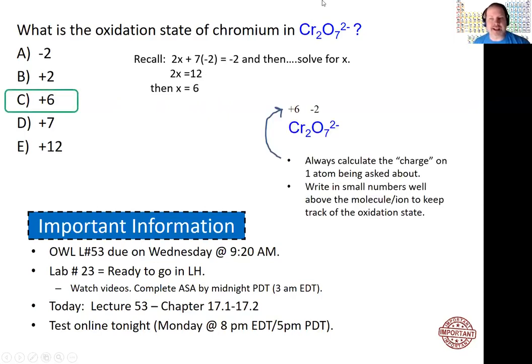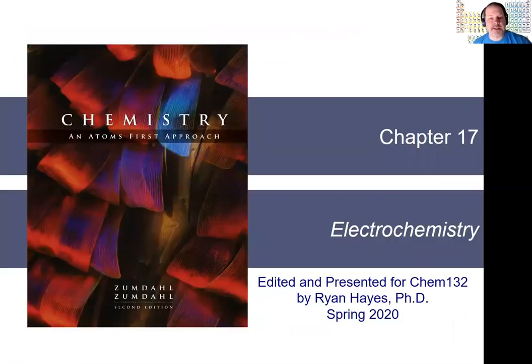The way I like to write that is actually to put the +6 above the chromium to indicate the charge of one of the chromium atoms. And then I would put a -2 above the oxygen to indicate that an oxygen atom in this ion here has an oxidation state of -2. So it's important to remember as we get into electrochemistry. There's some notes on the screen for my students.